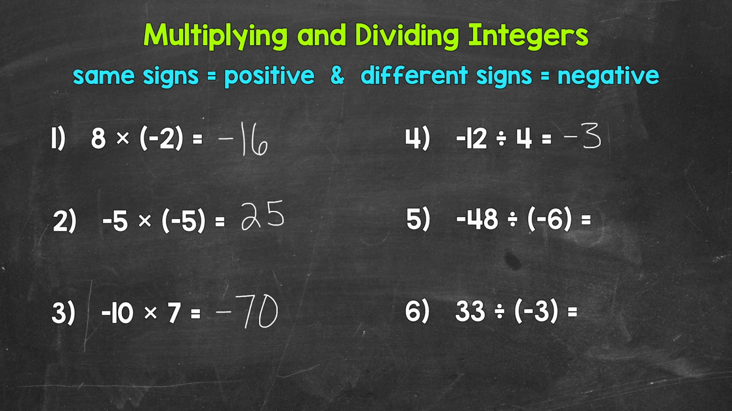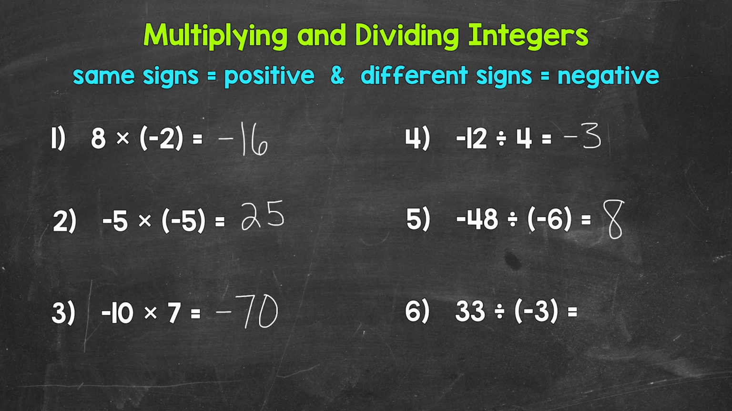Moving on to number 5, we have negative 48 divided by negative 6. We have the same signs, a negative divided by a negative. So this is going to equal a positive. So let's think. 48 divided by 6 gives us 8. This is a positive 8. Negative 48 divided by negative 6 equals 8. So keep in mind, a negative divided by a negative equals a positive.